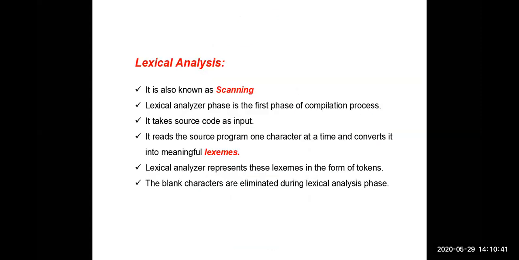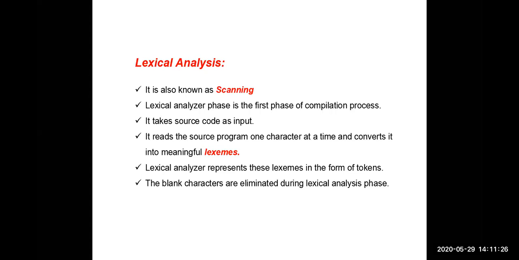Lexical analysis is also known as the scanning phase. Here the entire program will be scanned. The aim of this step is to identify the lexemes in the program which match the tokens of the programming language. In one line, what does lexical analysis mean? To identify the lexemes in the program which are identical to the tokens of the programming language.